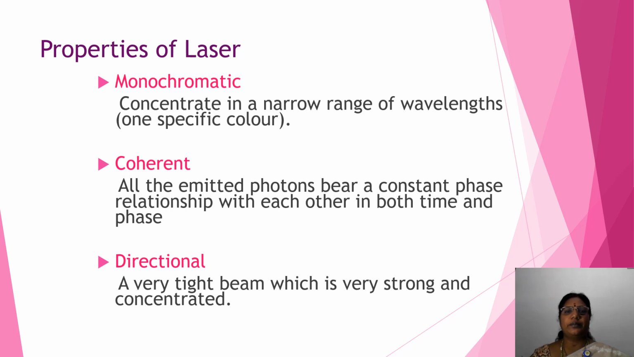Laser light has very specific properties. Most important of them are listed here. It is monochromatic, having only one wavelength. It is highly coherent, that is, all the emitted photons bear a constant phase relationship with each other in both time and phase. And it is highly directional, a very tight beam which is very strong and concentrated.